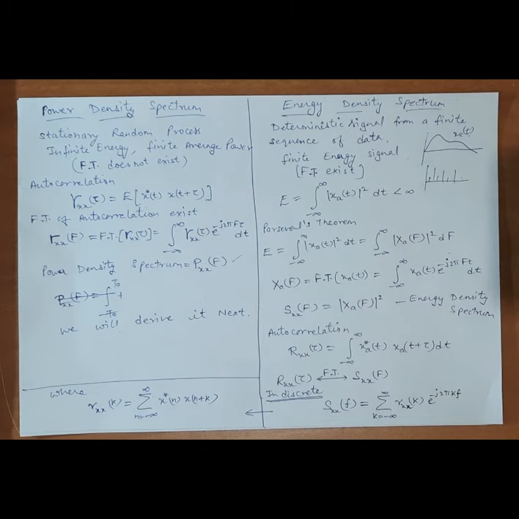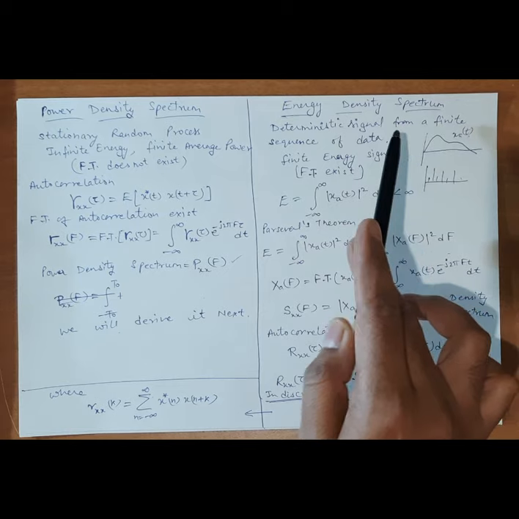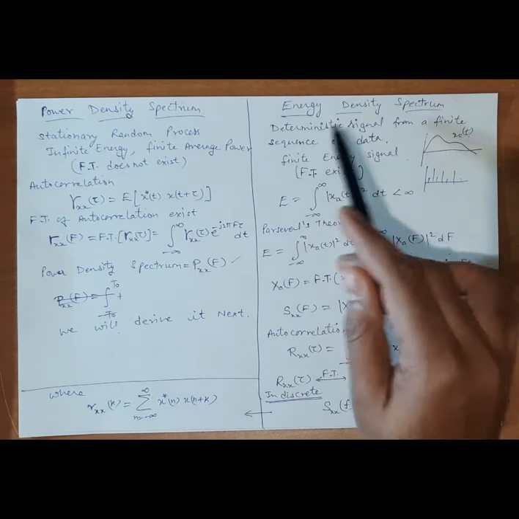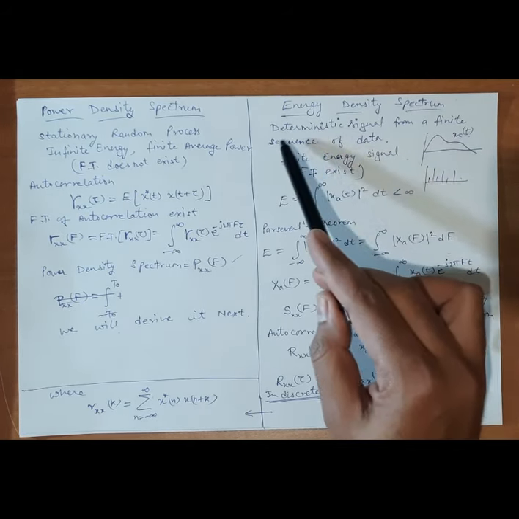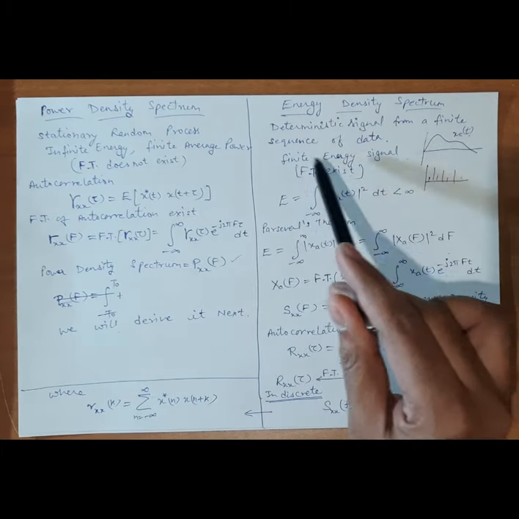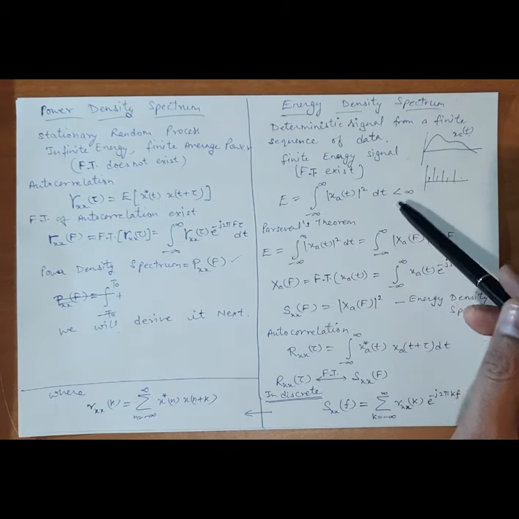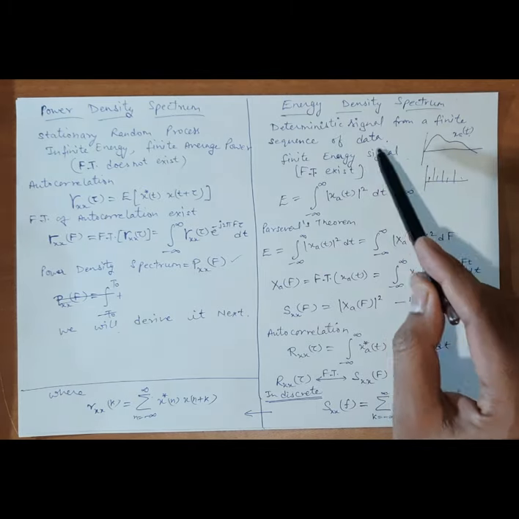Welcome friends. In this video we will discuss the difference between power density spectrum and energy density spectrum. Energy density spectrum is to be determined for deterministic signals from a finite sequence of data. That is, we know the signal and we will convert the signal into samples, or we can directly use the signal as an analog signal.